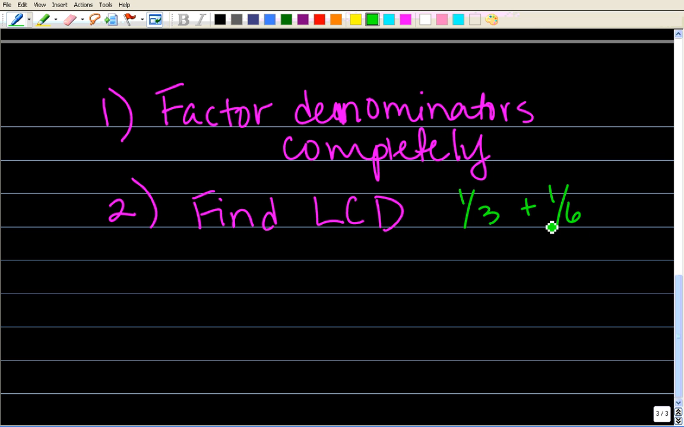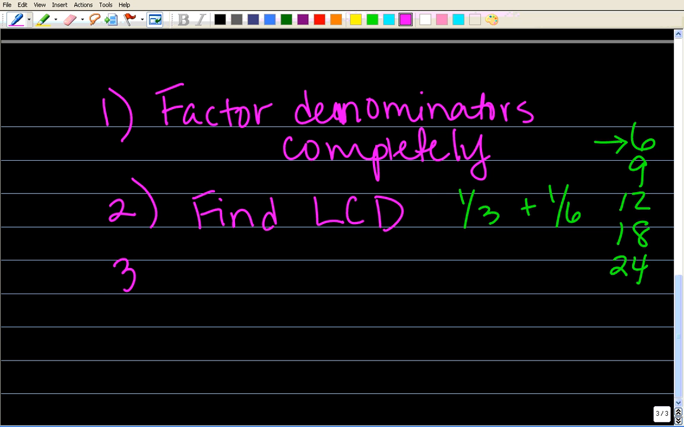But other denominators that could have been included that maybe aren't the smallest or least common denominator could have been 9 or 12 or 18 or 24, right? Because 9, 12, 18, and 24 all have factors of 3 and 6. But we chose the 6 because that was the least common denominator that would work. So that's step 2.